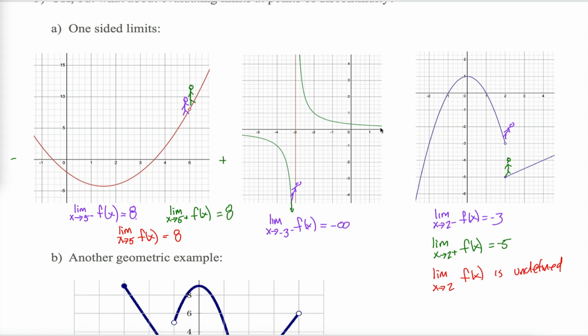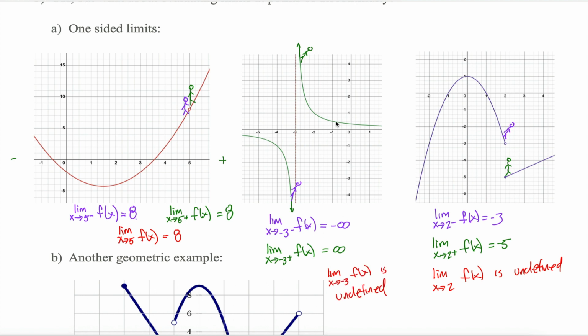You could probably already see what's going to happen to the hiker on the other side of the -3. The limit as x approaches -3 from the positive side of f of x is going to be equal to +infinity. And that's because this graph goes infinitely high as it gets closer and closer to -3. Do the two one-sided limits agree? Nah, they couldn't be more different, right? -infinity and +infinity. Therefore, the two-sided limit does not exist.